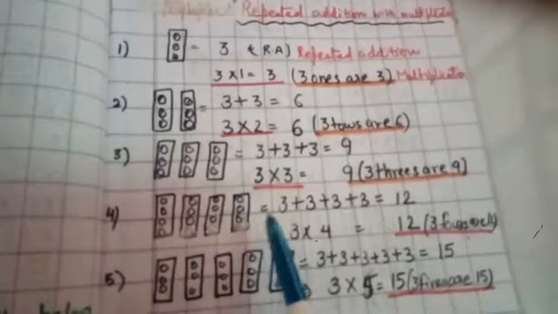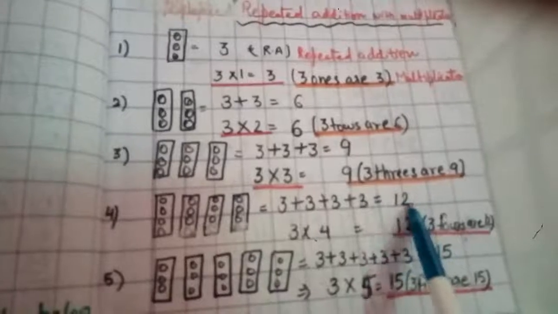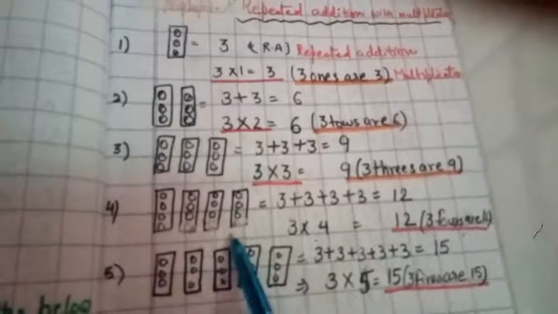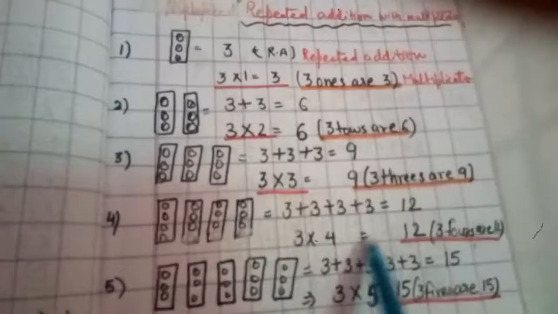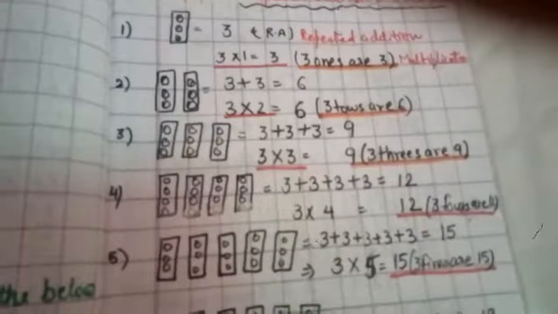Then same goes for the 4 boxes, 3 balls in each box, then the answer would be 12. We'll change it, as we're doing the table of 3, so we'll put 3. How many boxes are here? 4 groups are here. Then 3 times 4 groups is equal to 12. This is how we can learn the table, and we can find out the table of 3 with the help of repeated addition.